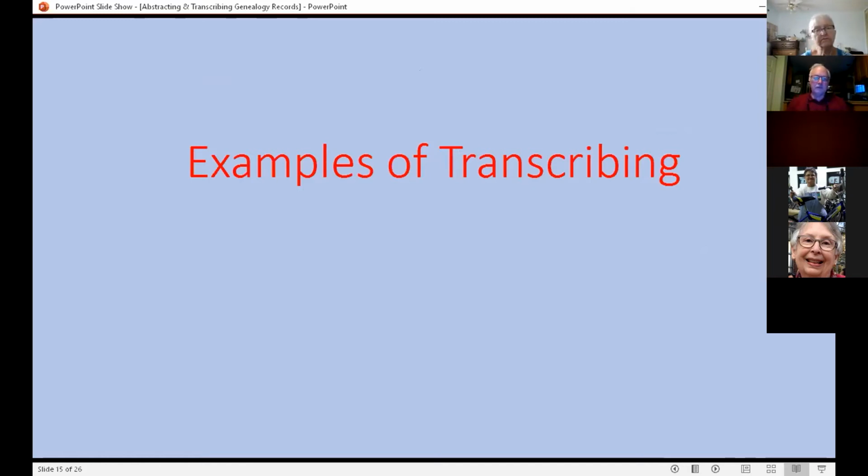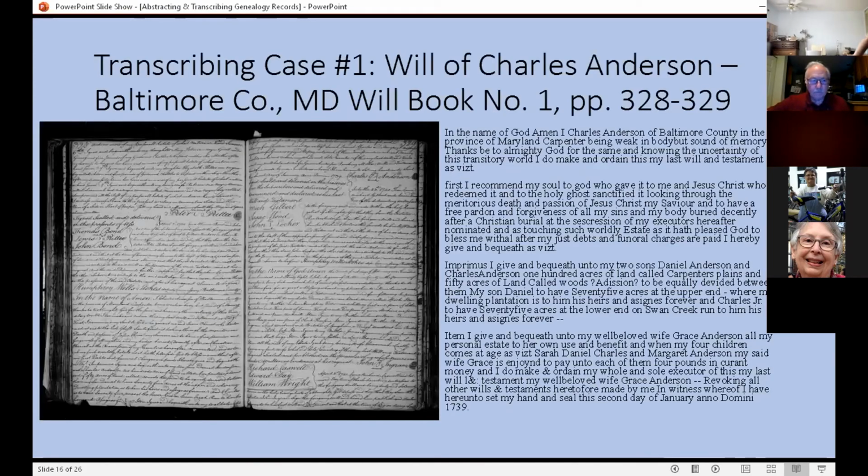The next items I'm going to go over, and this is the last part of it, is the transcriptions. And what I'm going to do is give examples of different types of transcriptions, showing what they look like, the length of them, and basically the volume of laying it out. The first item is a will for Charles Anderson that was filed in Baltimore County in the 1730s, probated in 1740.